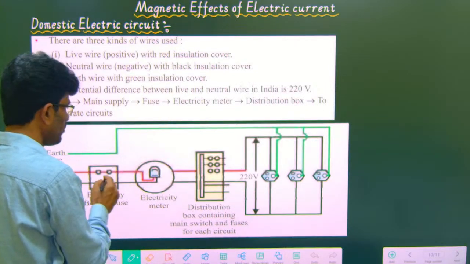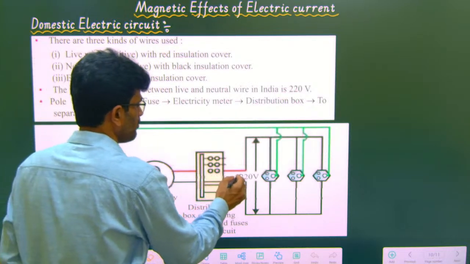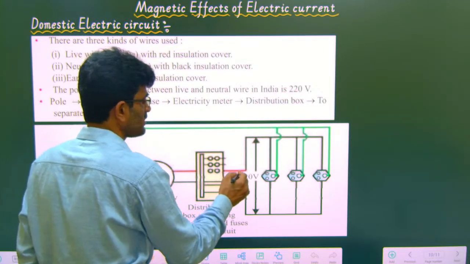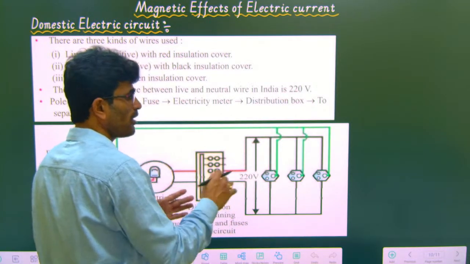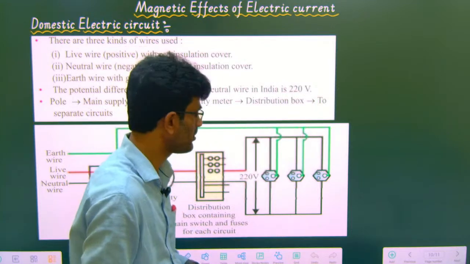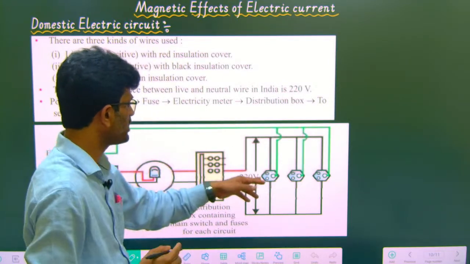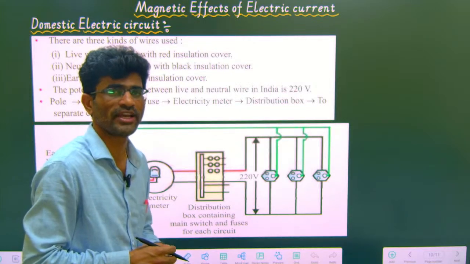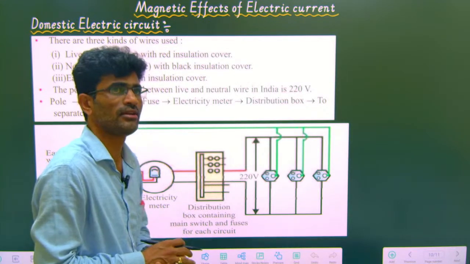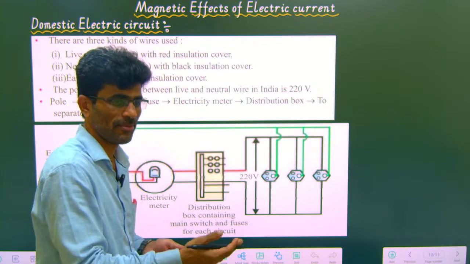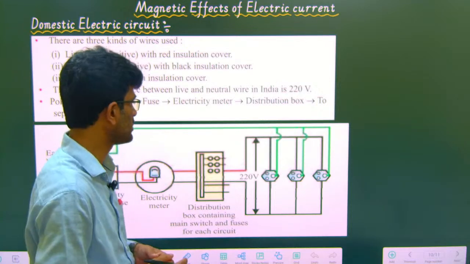You can observe there is only one path, a single path. So these all are in series, but once the distribution box is over, all the remaining electrical appliances will be connected in parallel connection. That is the advantage of series and parallel. What happens here in parallel connection? Why do we connect it? Because even though one electrical appliance is damaged, the remaining all will work as it is.